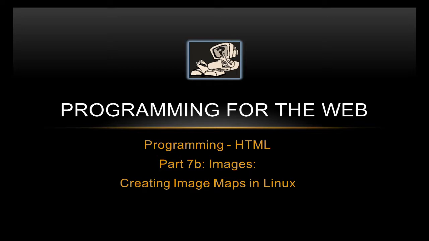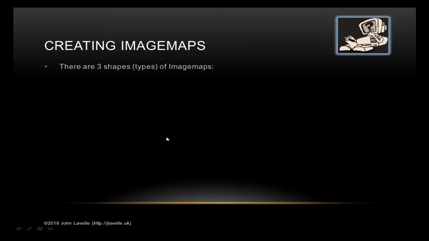In this video we're going to look at image maps, or creating image maps in Linux. Now an image map is a clickable area on top of an image, and you can have multiple areas in the same image and they can be different shapes. There are three different shapes.